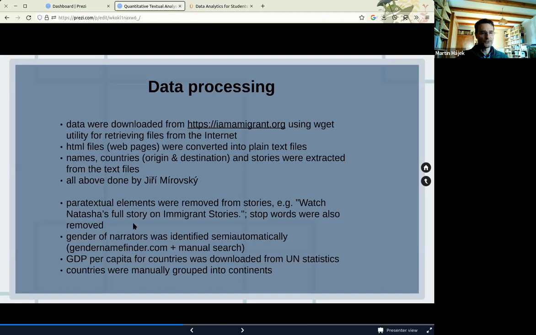This was the first round of cleaning of the text data. In the second round, I identified the gender of narrators, because on the website we have only names.